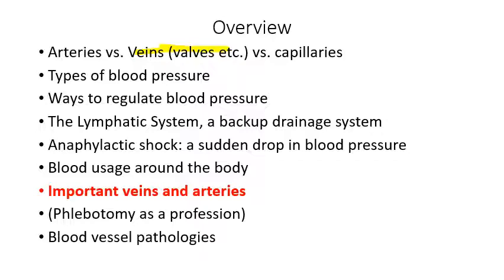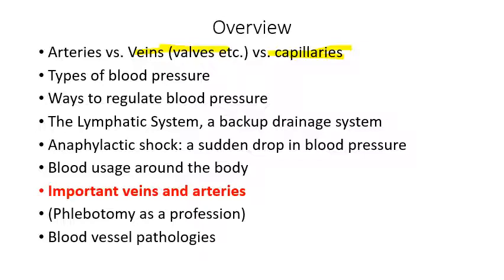And as I said in the last lecture, we'll also discuss the physical properties of capillaries, which are the blood vessels that are specifically intended to deliver oxygen to the organs of the body. So they have very thin walls as opposed to veins and arteries, which have very thick walls. We will learn about different types of blood pressure. We touched on that briefly in the last lecture. We will again talk about ways to regulate blood pressure, things that make blood pressure go up or down. We talked about that briefly last time as well.